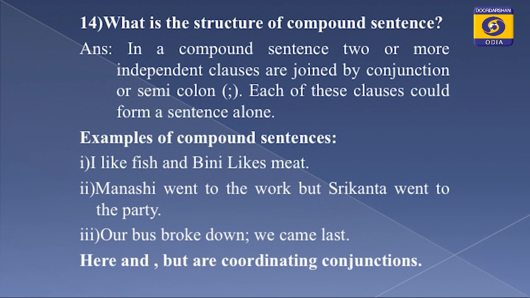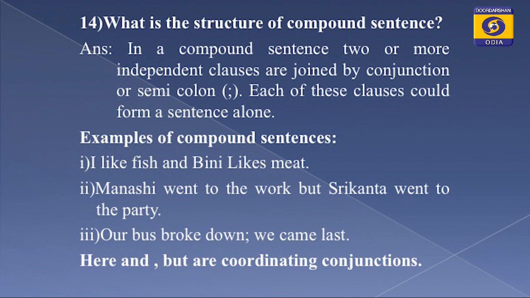And these 2 sentences have been joined by a conjunction or coordinator. Which one is the conjunction or coordinator here? And is the coordinator here. That means it coordinated 2 sentences: I like fish and Binny likes meat. So this is a compound sentence. As we discussed, in a compound sentence, two or more independent clauses are joined by a conjunction or semicolon. Each of these clauses could form a sentence alone.